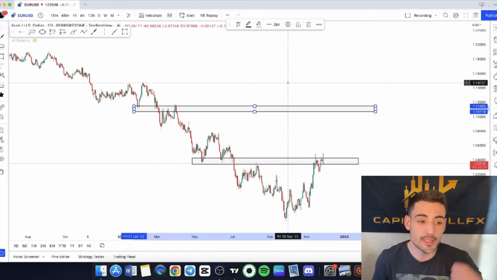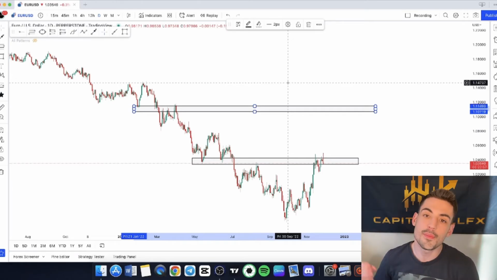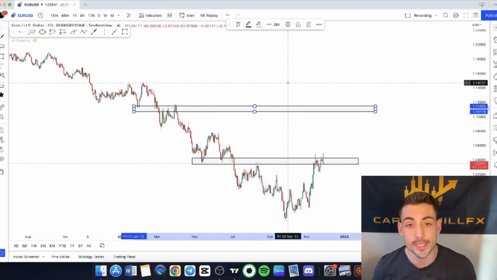So the first thing you want to get a good idea of is how many times we have tested the zone. Have we tested it once? Have we tested it twice? Have we tested it 10 times? The more times that we've tested the zone and successfully rejected away from that zone, the more likely price will respect that zone in the future. So get that in your head and make sure you're getting proper context of how many times we've tested that zone.